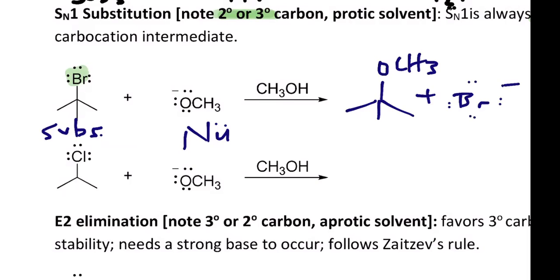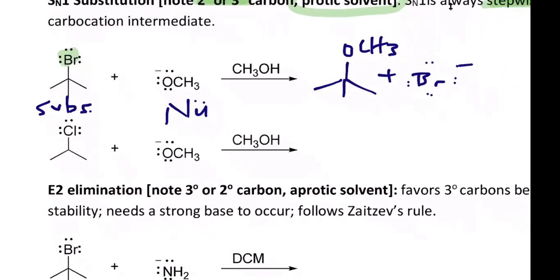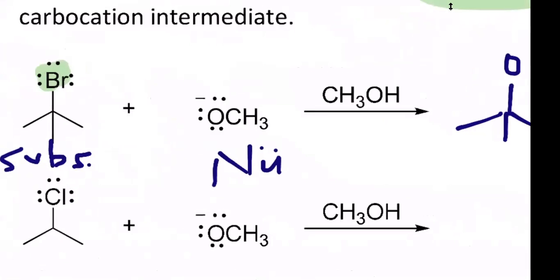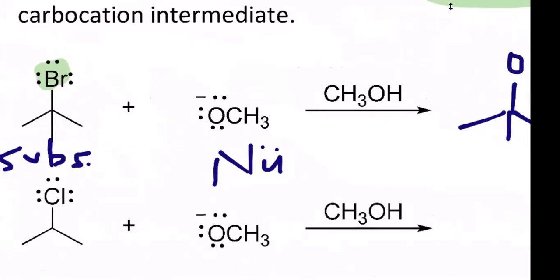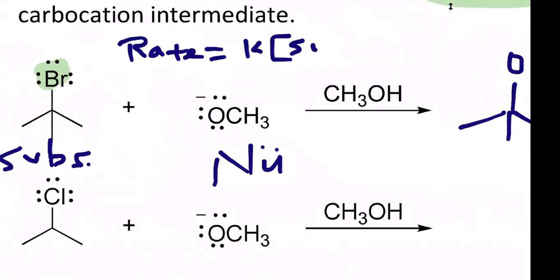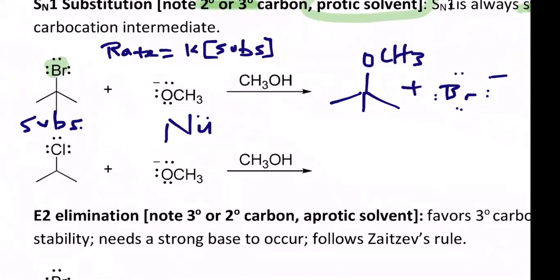All right. So this can actually be done in a protic solvent. And there's a reason for that. The reason why it's okay to do this reaction in a protic solvent is because the nucleophile is not involved in the rate determining step, right? The rate is strictly based on the substrate. So the rate, in this case, I think I already wrote it, but I'll write it again. It's k times the concentration of the substrate only, not the nucleophile. So the nucleophile is not involved in the rate determining step.